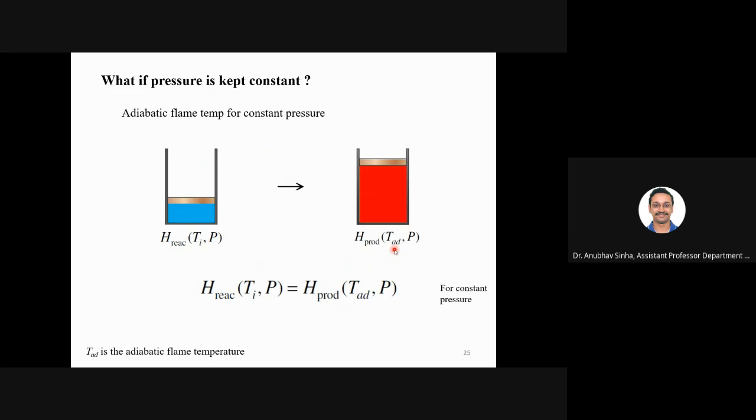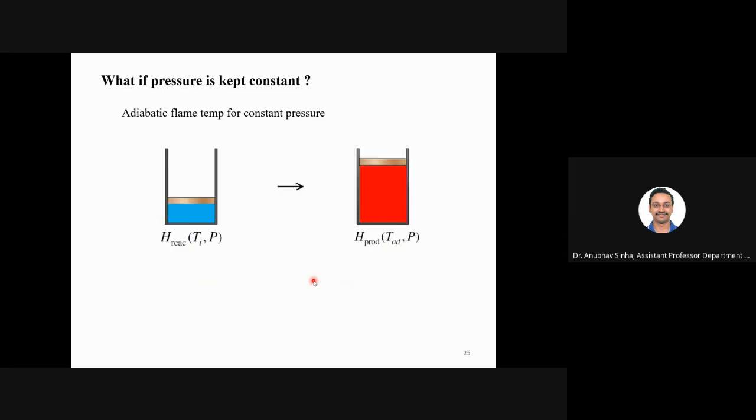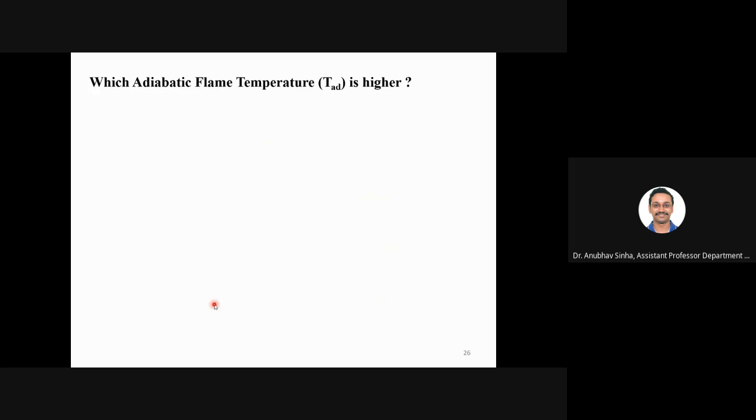Now here, what is the difference between these two? This one and the previous slide. Can anyone tell me? That is work done. Correct. So earlier I was talking about U because there is no work done. Now I need to consider H because work done is also involved.